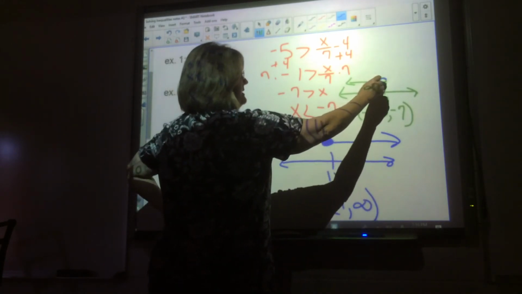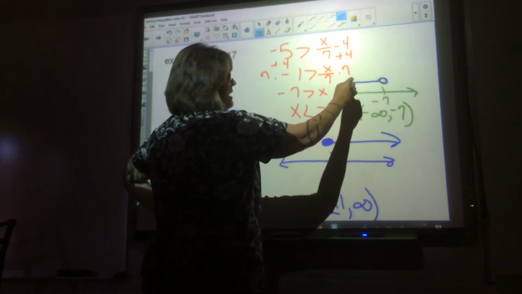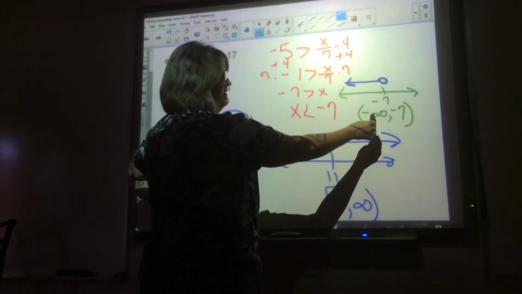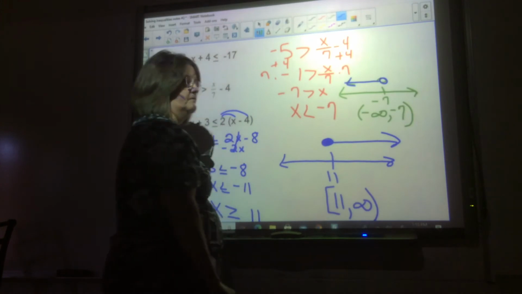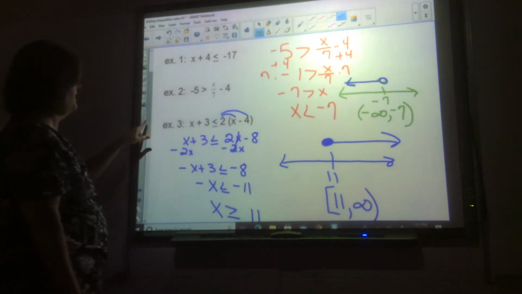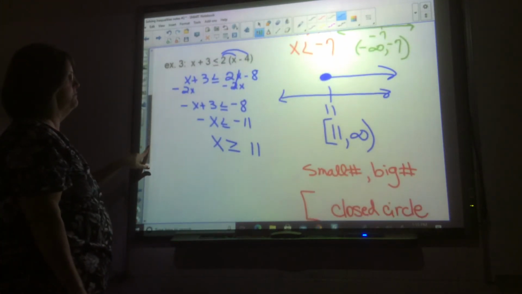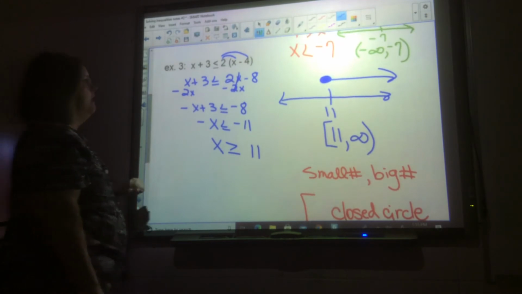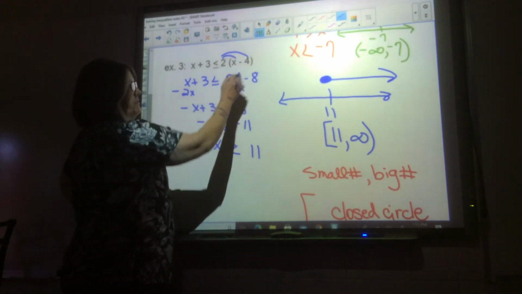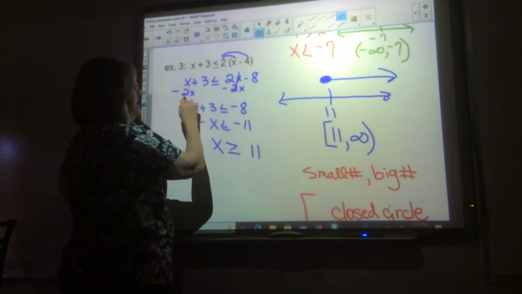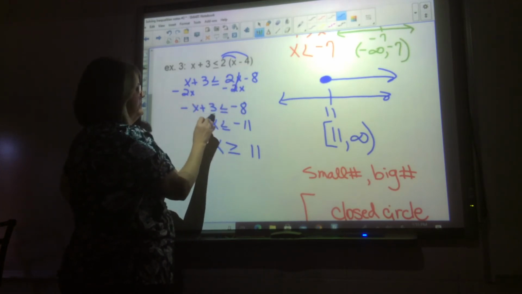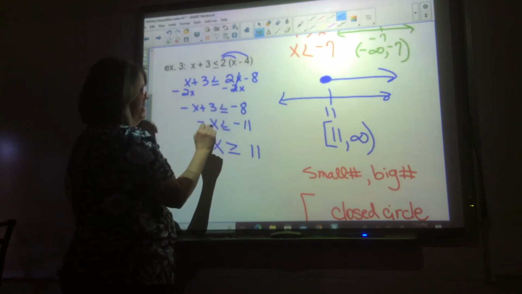And here is my sketch, and it's going this way. And so negative infinity and negative 7. You put the smaller number first, the larger number last. Okay, let's go down to example number 3. We're going to distribute. We end up with 2x minus 8 here. Got to pull the 2x to the left. That gives me negative x plus 3 is less than or equal to negative 8.